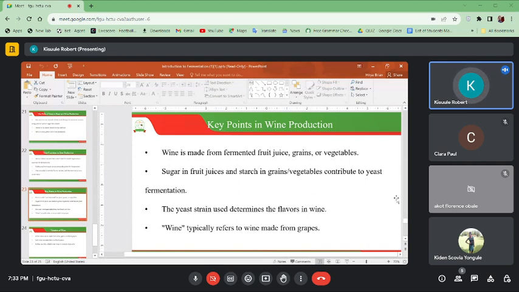We are saying wine is made from fermented fruit juice, the grains or the vegetables, and also we are saying the sugar in fruit juices and starch in grains and vegetables contribute to yeast fermentation. Okay, yes. So the yeast strain used determines the flavor in the wine. So wine typically refers to wine made from grapes. So whenever people talk of wine, don't look at banana wine for instance. Ideally, when people talk of wine, they are looking at grapes.